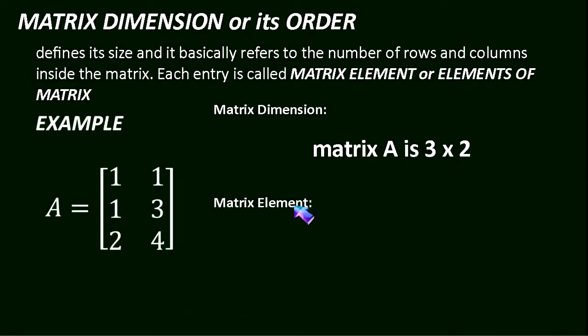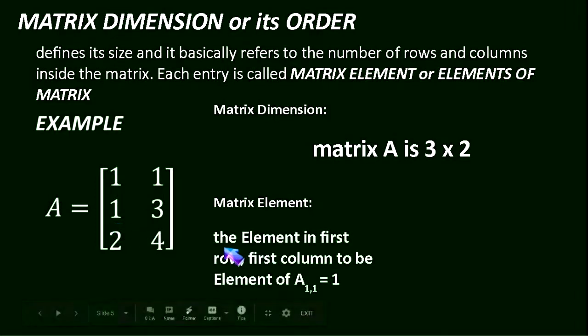So the matrix elements. So what is our matrix element? For example, this 1. The 1 is called the element in the first row of the first column. So we have here, the element in the first row, first column is A11, the first subscript is the number of the row, the second subscript is the number of the column.